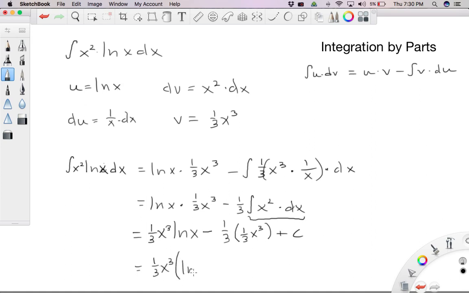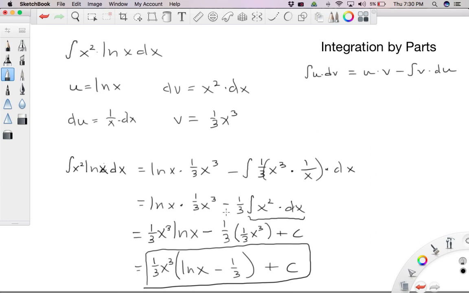Okay, so if we simplify a little further, we've got 1/3 x cubed times ln of x minus 1/3 plus some constant. And I would probably just leave the answer like this, because this looks pretty nice. If you notice, I factored out the 1/3 of x cubed in both terms, put it on the outside, and what you'd be left with is ln of x minus 1/3. So that's going to be my last example. If you have any questions, let me know.